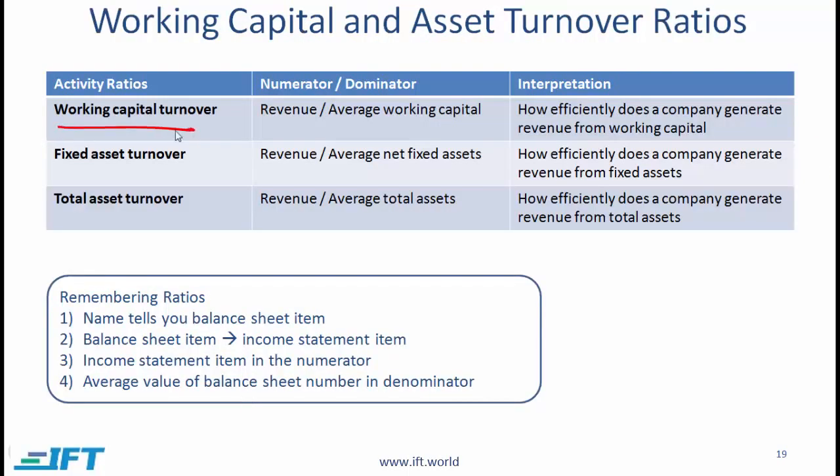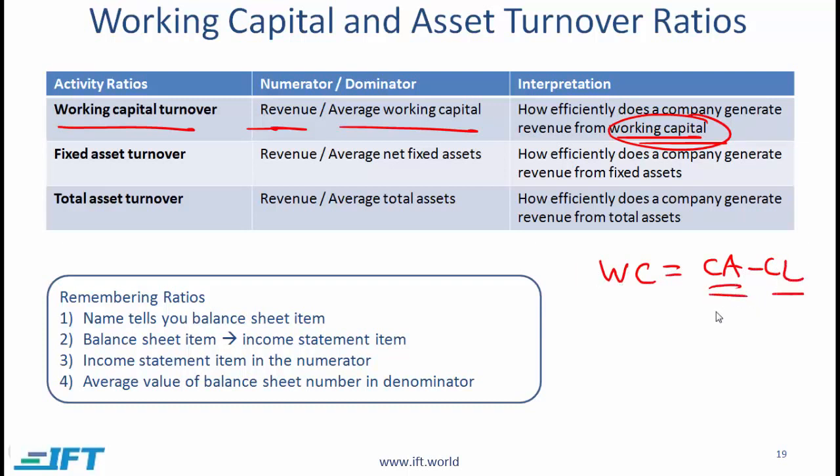The working capital turnover ratio is revenue divided by average working capital. This tells us how efficiently a company generates revenue from its working capital. And just to remind you, working capital is equal to your current assets minus current liabilities. At times, if the current assets and current liabilities are roughly the same, then this number would be approximately 0 and the ratio would be meaningless.